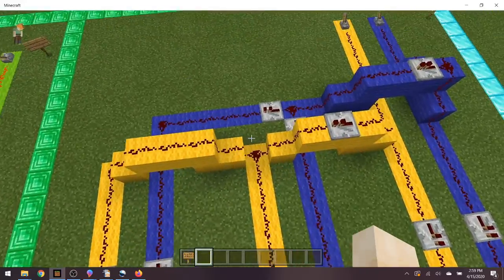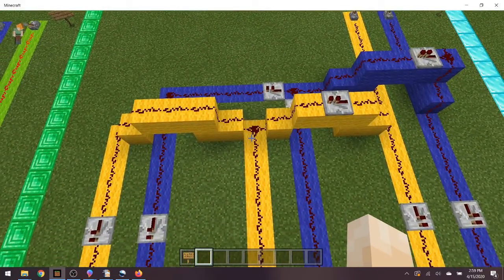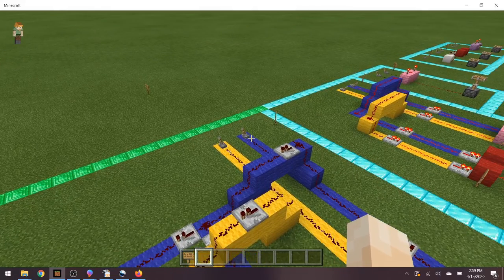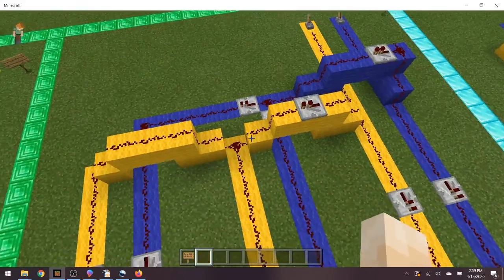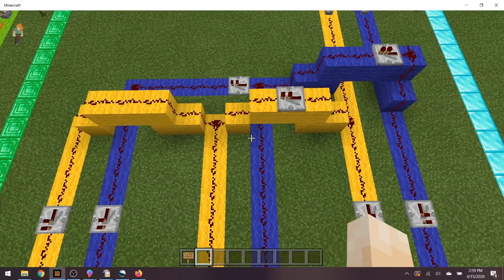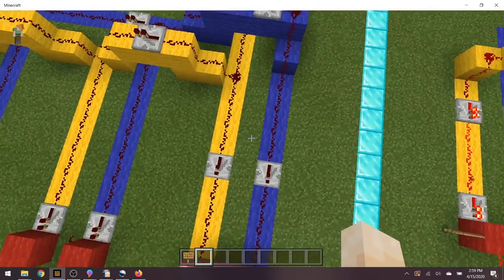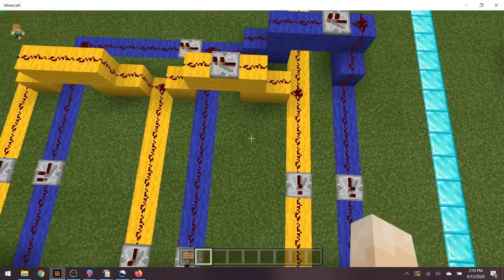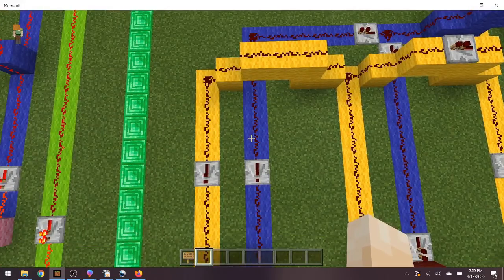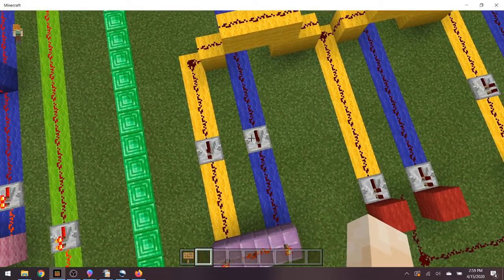everything right here is taking our original signal, which we're starting with a blue wire and a yellow wire, and we're going to split it into 3 different lines. So I've got one set right here on the right, I've got one set here in the middle, and I've got one set here on the left.